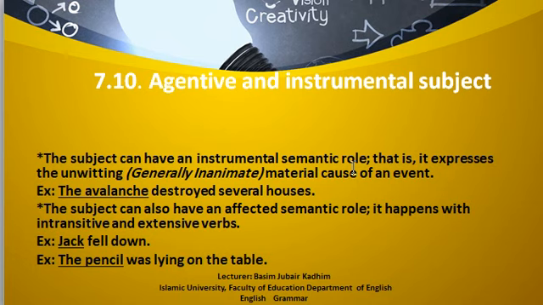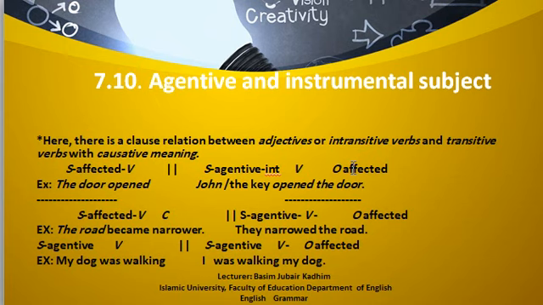Or the pencil was lying on the table. So what is it that is lying on the table? It is the subject, which is the pencil. Again, the pencil here is the affected subject. Here there is a clause relation between adjectives or intransitive verbs and transitive verbs with causative meaning. So the relationship can be subject, which is affected, and the verb.